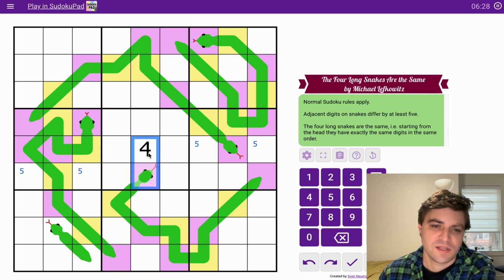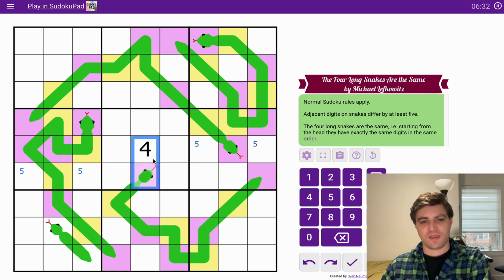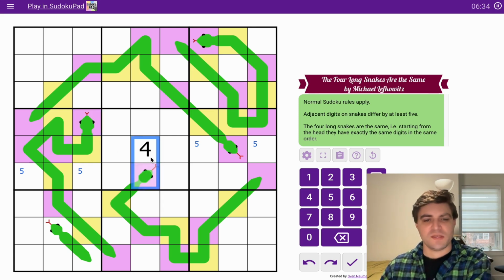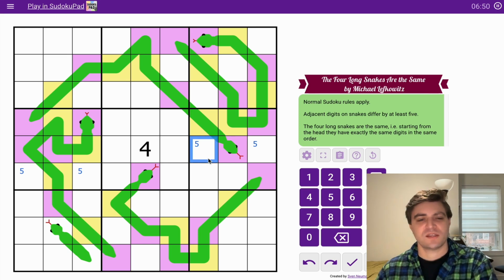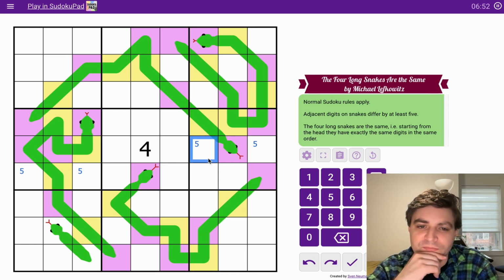I guess something that we know is that none of the heads of the snakes can be 4s. I didn't even think about that. Wait a second. Where can the 4s go? Hold on. Every snake has... 1, 2, 3, 4, 5. Oh, I guess they're allowed to repeat, aren't they? I guess the snakes are allowed to repeat.